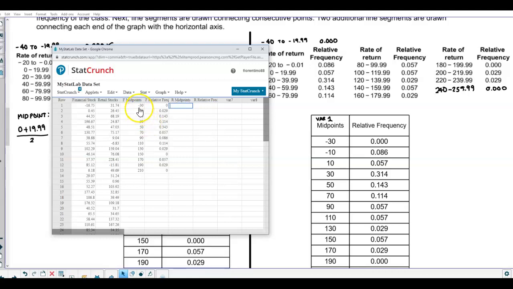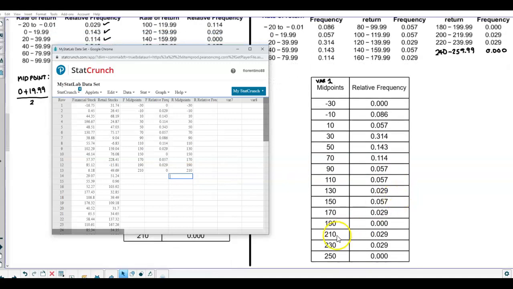Okay, now just like you do with anything else, you can copy and paste these numbers in there, which are the midpoints, because they are the same. And then you can enter in the rest after the 210 because we have an extra 230 and then we have a 250 here. And then we're going to put in the relative frequency amounts corresponding to our chart there. So we have 0.00, 0.086, 0.057, and then we'll continue to complete that.